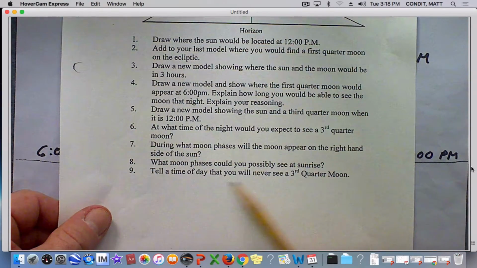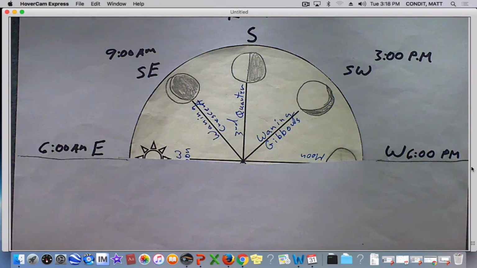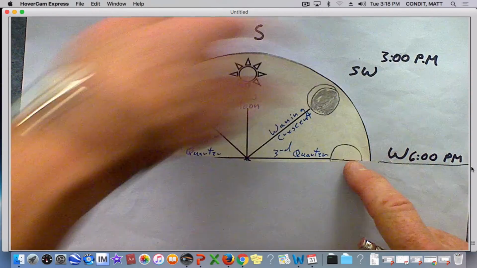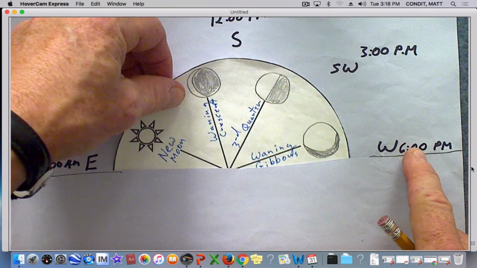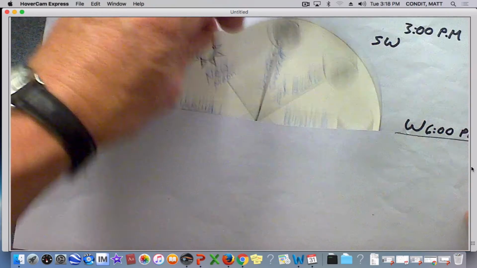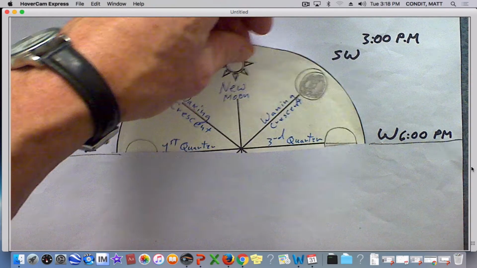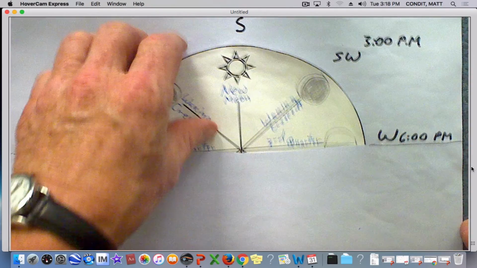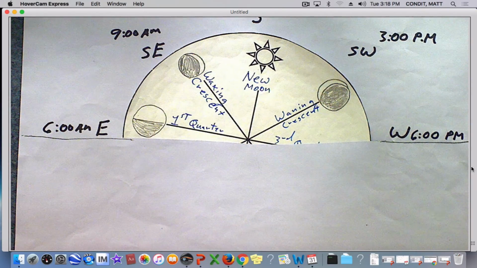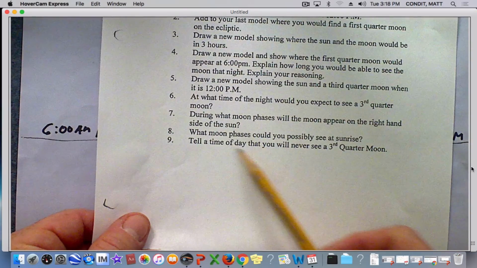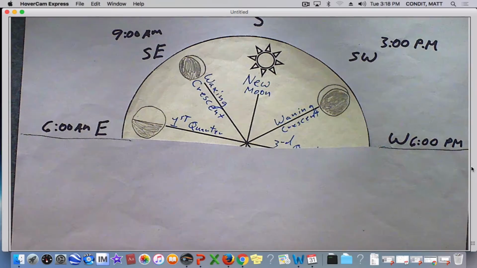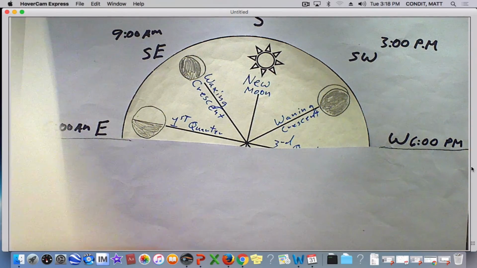Tell the time of day you'll never see a third quarter moon. Well, let's focus on our third quarter moon. Notice the third quarter moon, if it's morning during the day, you can see it really easy up there. But anytime afternoon, 12 p.m., it's right on the horizon. Anytime in the afternoon, it is going to be disappearing. So when it says tell a time of day that you'll never see a third quarter moon, it's going to be in the afternoon hours because it's dipped below the horizon.